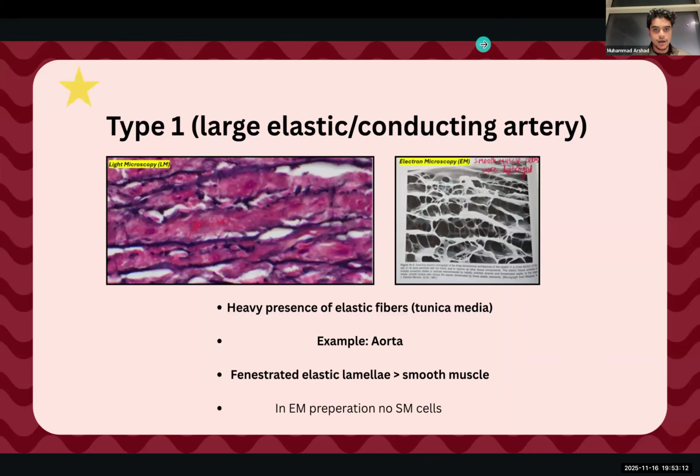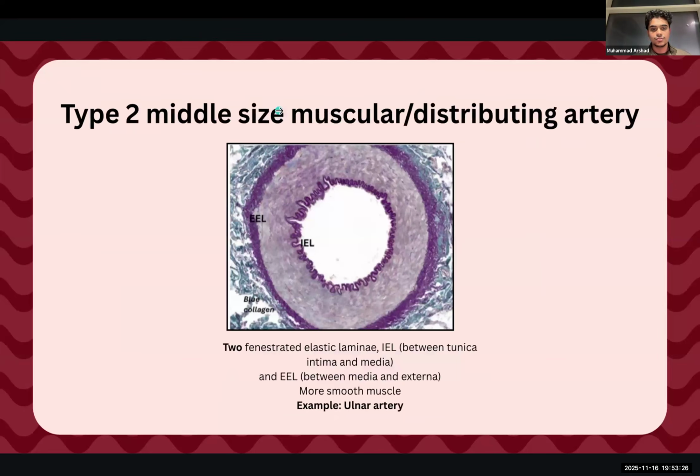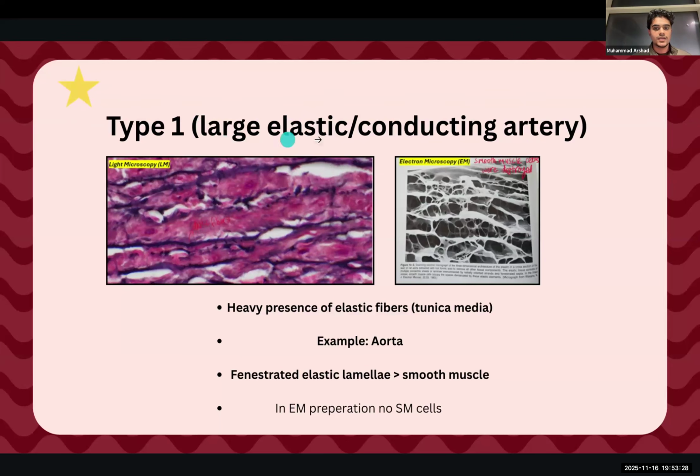Okay, so now we can get into the histo lab. I was told that people were struggling with this a bit, so I'll try to take my time and explain everything in depth. This is a type 1 artery, and it's known as a large elastic or conducting artery. So you'll notice that all of these have 2 names. One of them is a functional name, so it's a conducting artery, and one of them is a structural name, so it's a large elastic artery. And we'll see why it's large elastic in a moment.